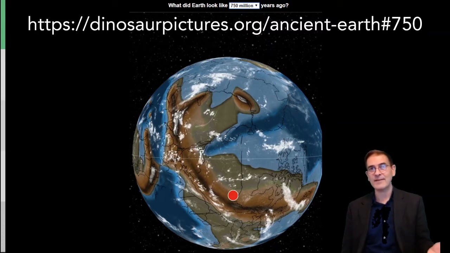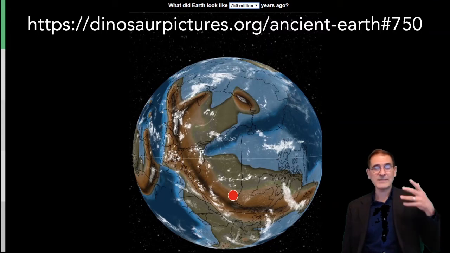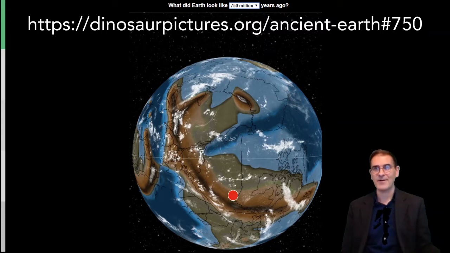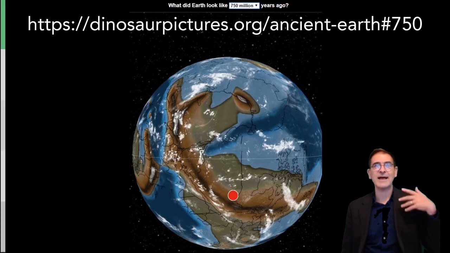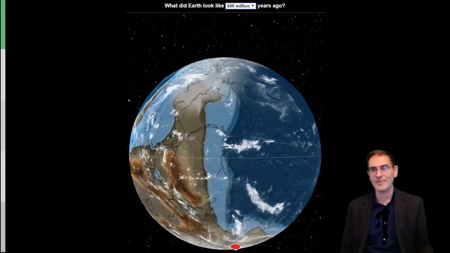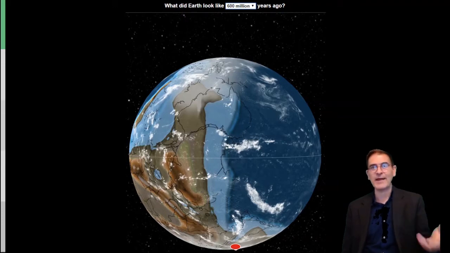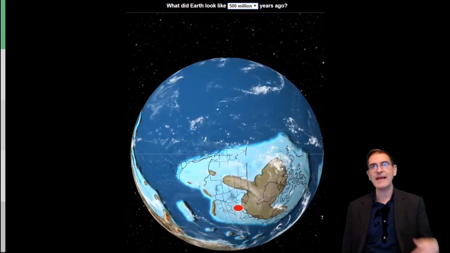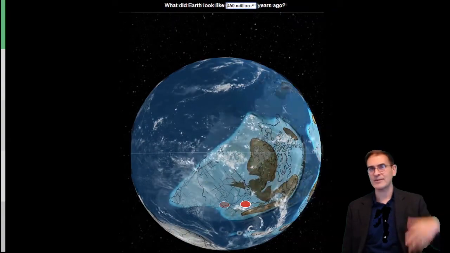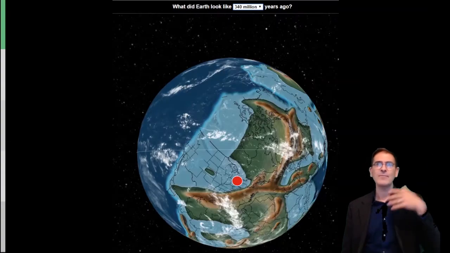750 million years ago, Detroit was actually in the southern hemisphere. And as time elapsed, it went further south. So 600 million years ago, it was at the bottom of the planet. It was where Antarctica is now. And then over the next 600 million years, it gradually moved north with some fits and starts.